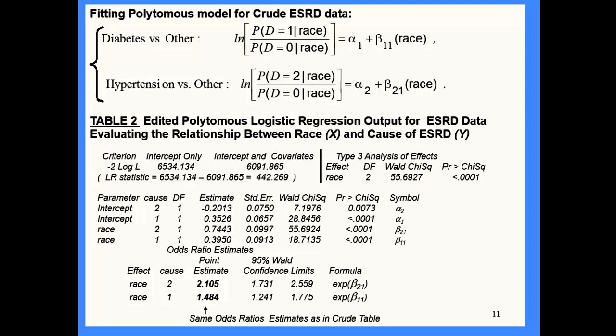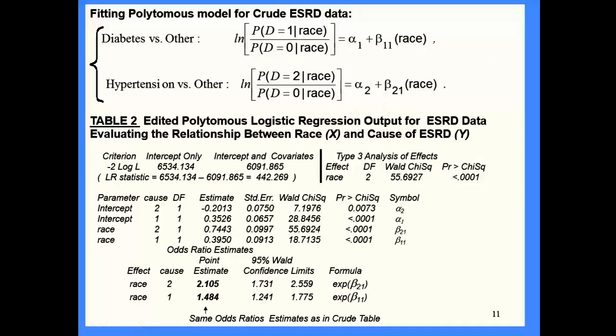Now here's the output for the crude data. You notice this is the model for the crude data. There's no other variables being controlled for, but how many parameters are there? There's 2 alphas and 2 betas, right? When you run this model, and I'll very soon tell you how to do the actual computer work, you're going to get an estimate of each one of these parameters. There's 2 alphas and 2 betas.